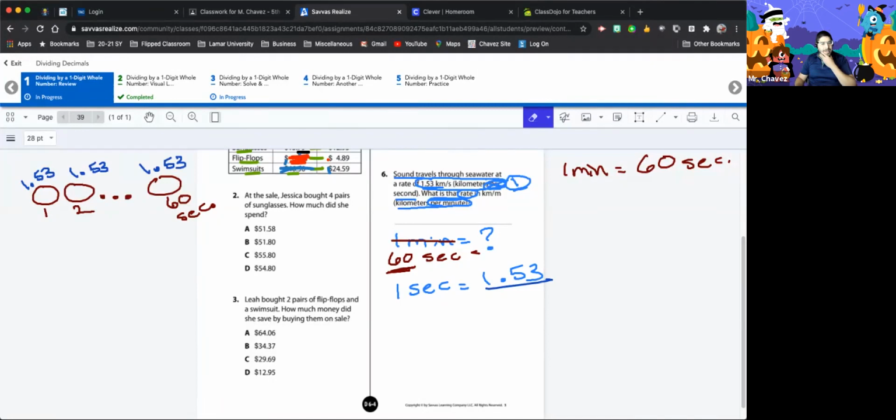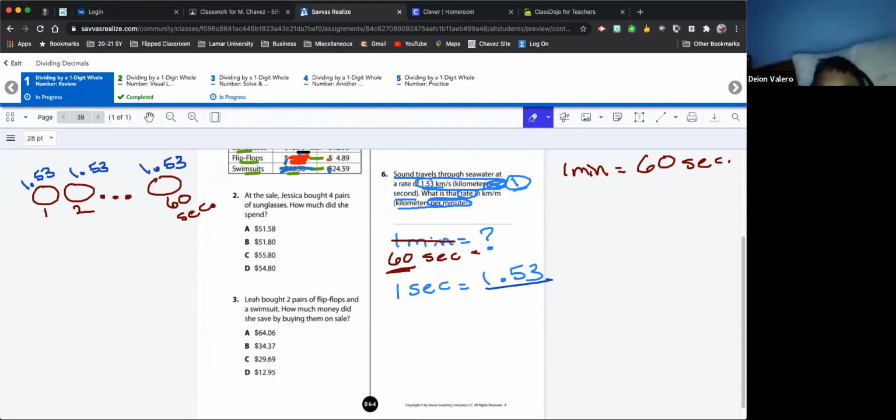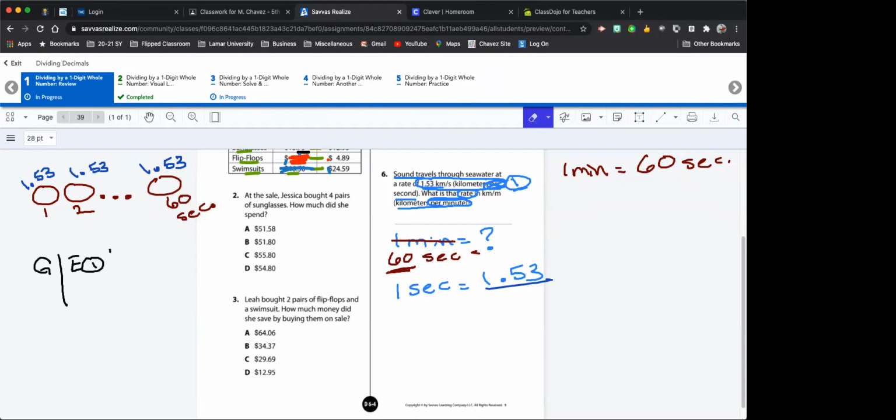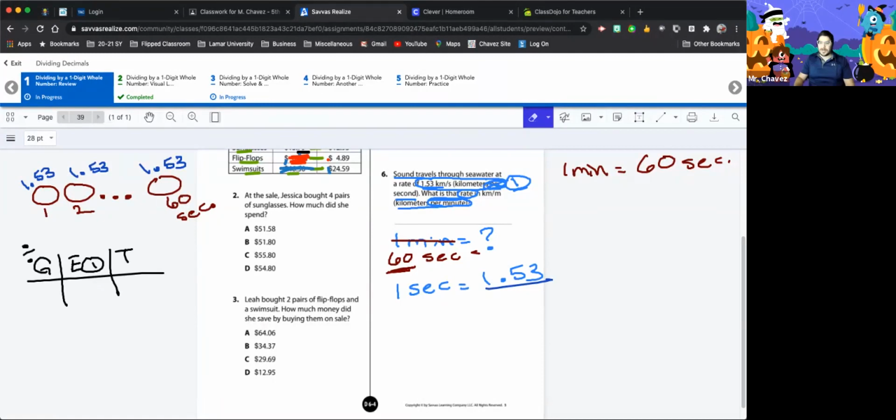Hey, you know what I could make? You know what kind of chart I could make for this problem? A get chart? Yes, sir. I can make a get chart. Look at that. My groups, my each, and my total.